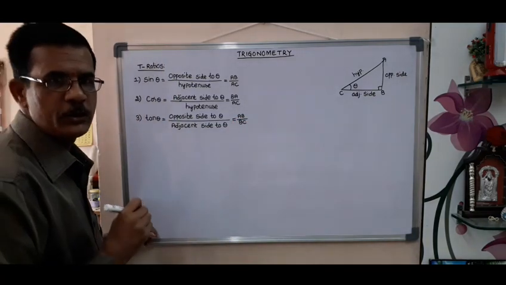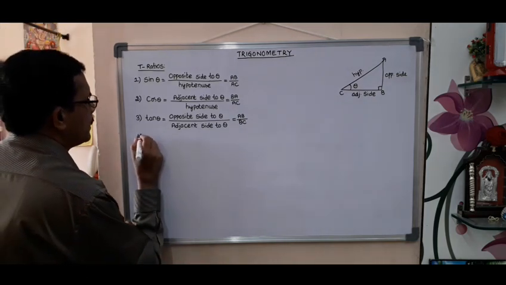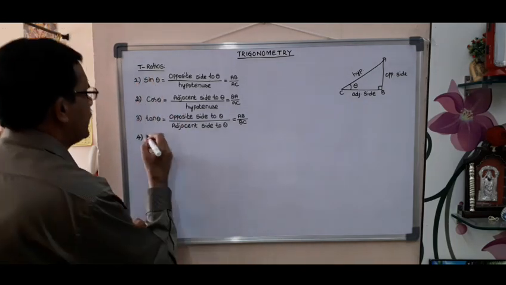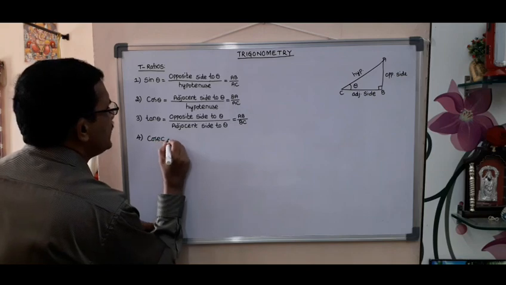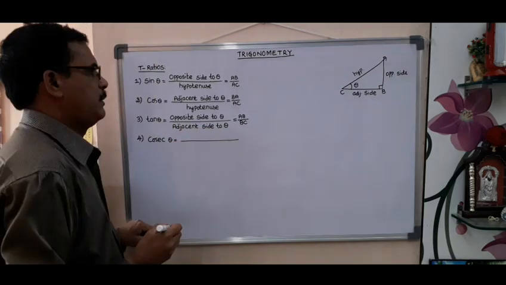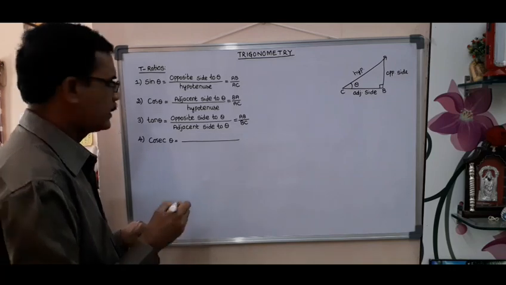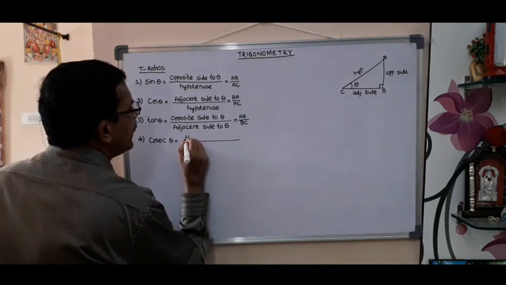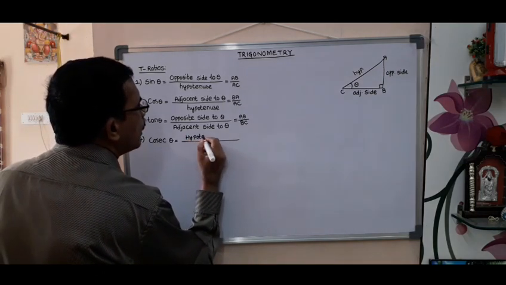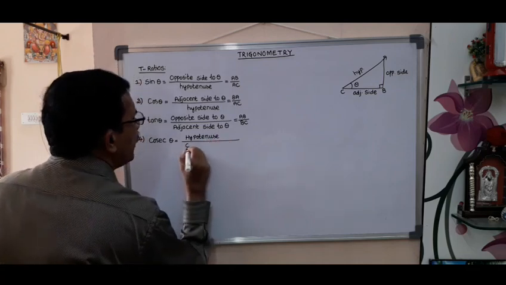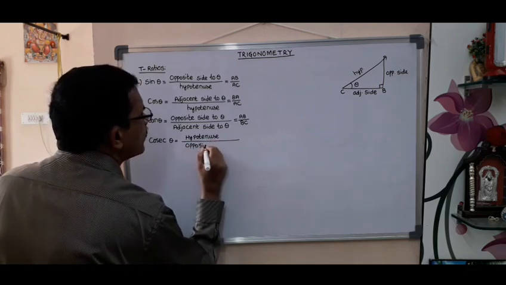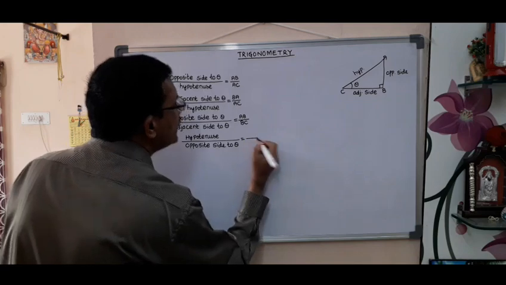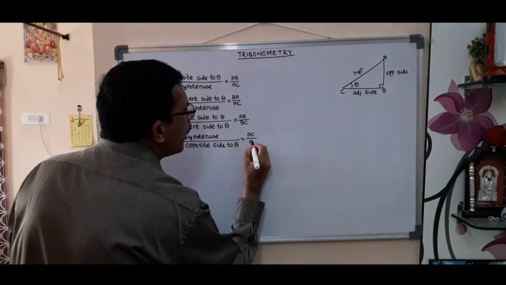These are called main ratios. Now we have other three ratios. Those are the reciprocals of these. Sin reciprocal is cosec. Cosec theta is equal to reciprocal of sin. Sin is opposite side to theta by hypotenuse. So cosec theta is hypotenuse by opposite side to theta. In this triangle it is AC by AB.